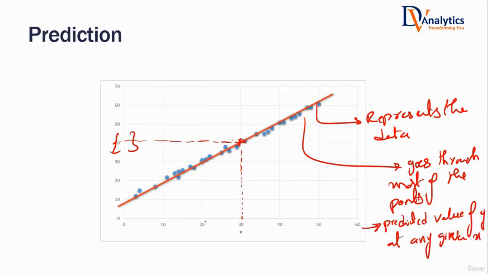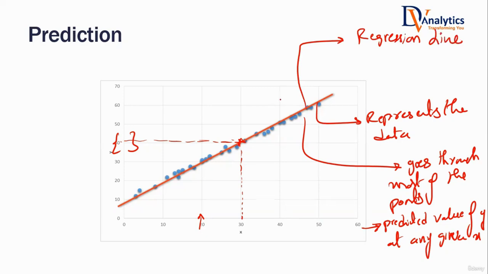Is it true? If I would have told you x equal to 20, you would have given me a predicted value roughly. If I told you x is 40, then also you would have given me the predicted value. At any given x, you would have given me the predicted value of y using this line. This is the line that all of you have imagined. The line that you have imagined is the regression line. What is this called? Regression line.